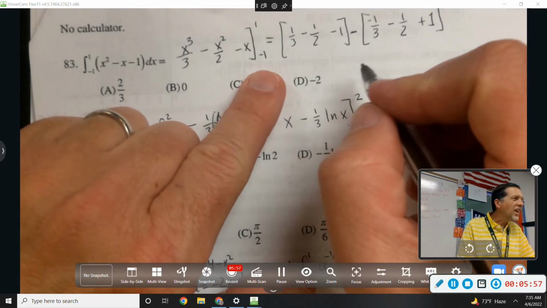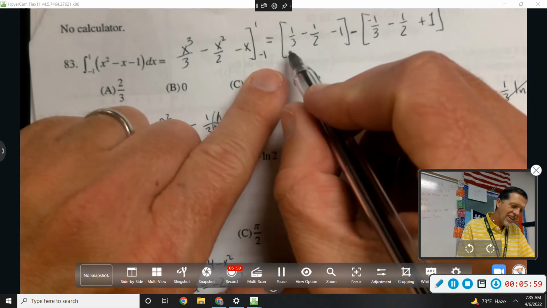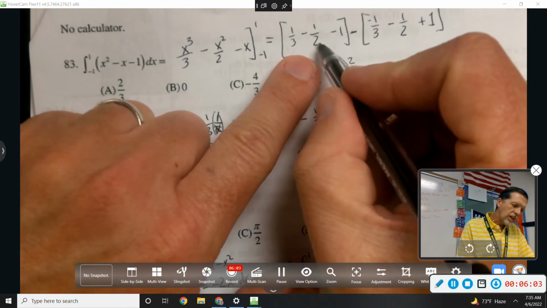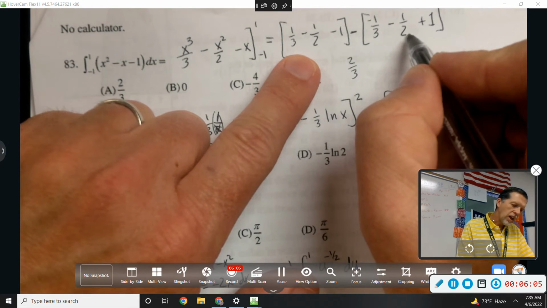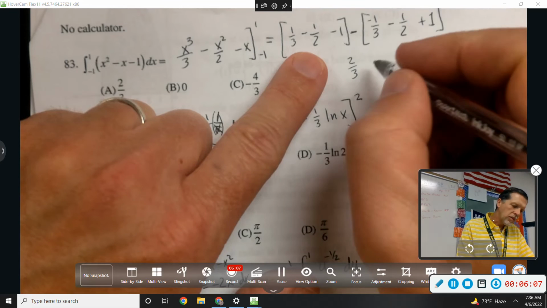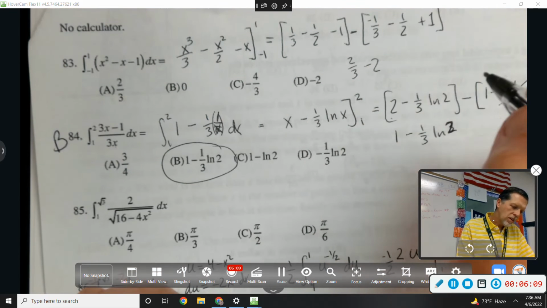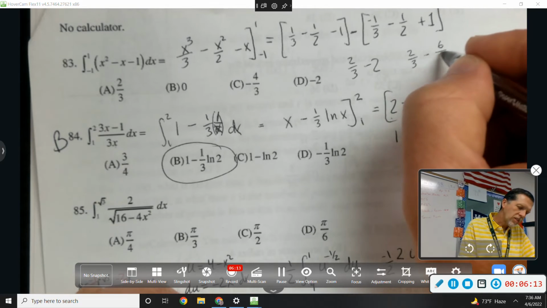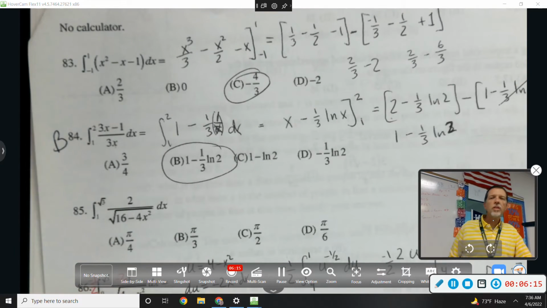Did you find your mistake? Yeah, that's the mistake. Let's see, 1/3 plus 1/3 is 2/3. Negative 1/2 plus 1/2 goes away. And negative 1 minus 1 is minus 2. So 2/3 minus 6/3 is negative 4/3.